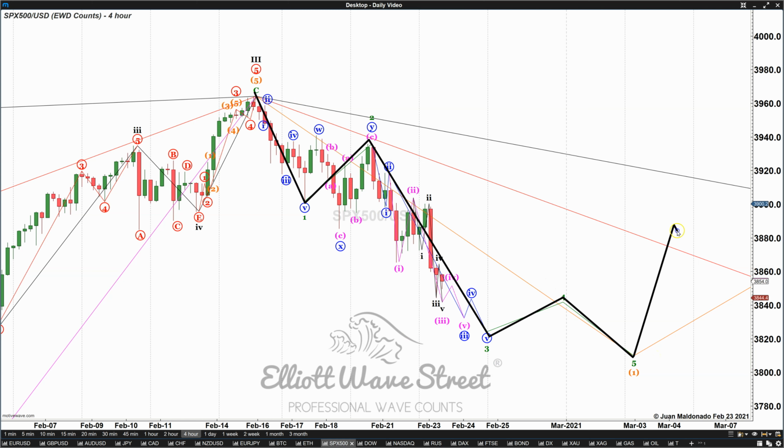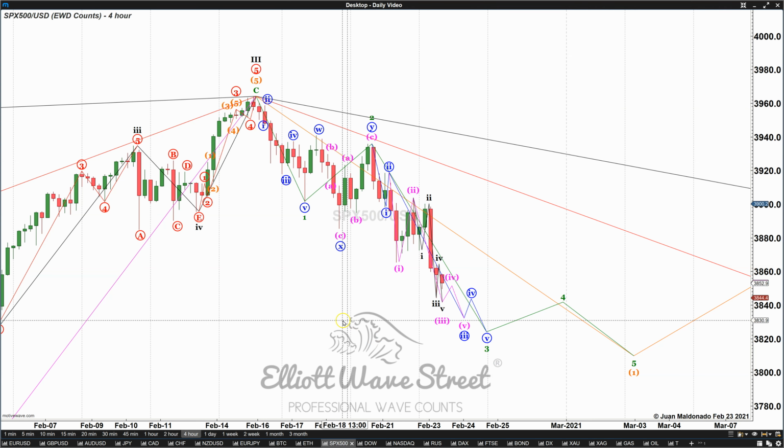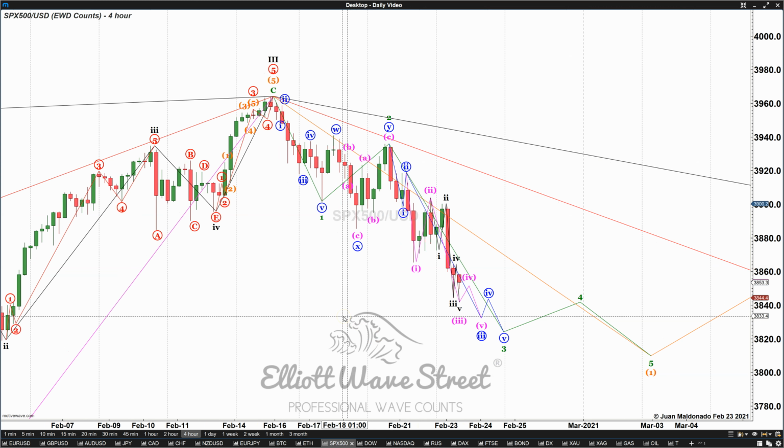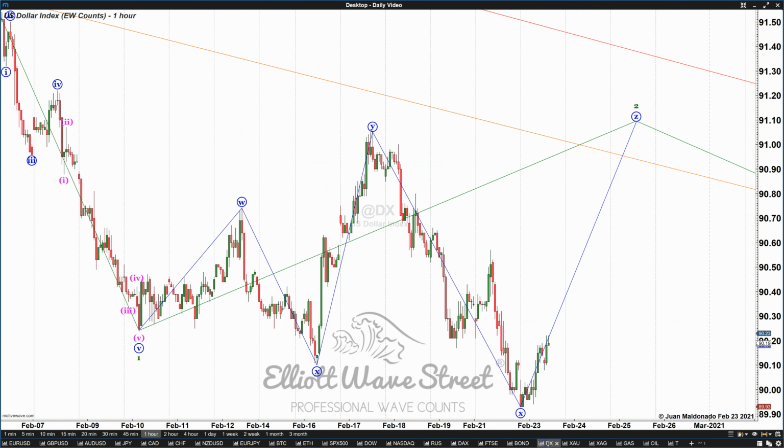Then the test, where the institutional guys make their test to find out if they are going to find more buyers or if that's it, and the drop after that. So let's see, but it seems to be really, really good, this setup.